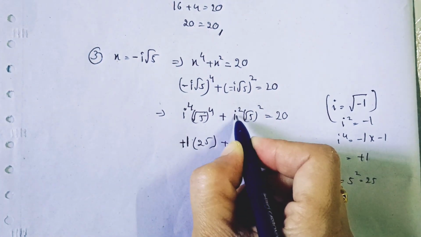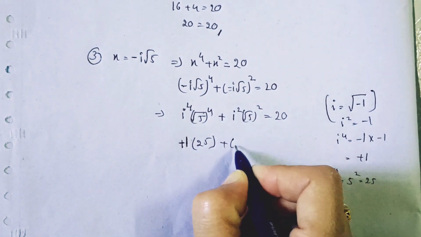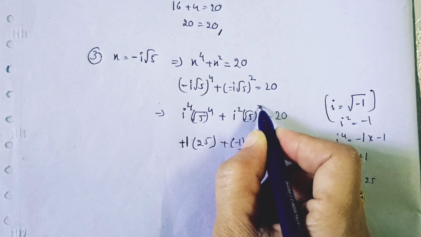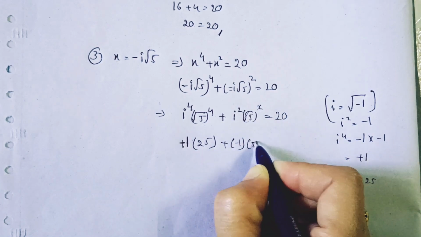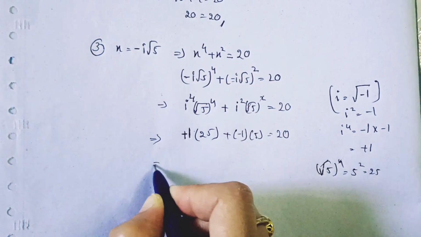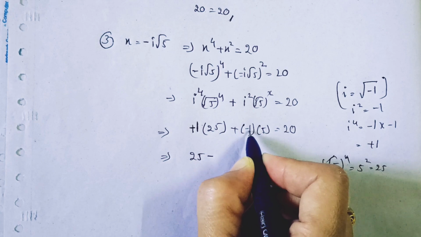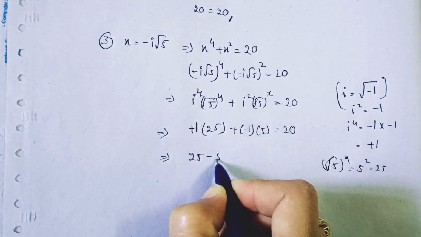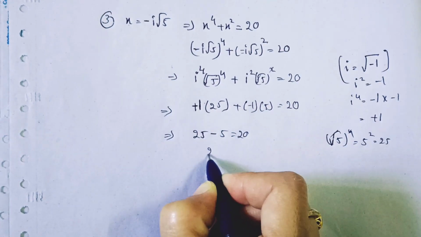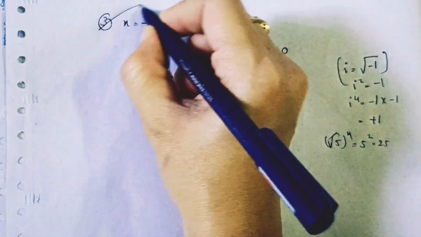Plus, here i squared value is minus 1, and the square and square root get cancelled, then 5 will come, equal to 20. Then 1 into 25 is 25, plus into minus is minus, 5 ones are 5, equal to 20. Therefore 20 equal to 20. This is also correct.